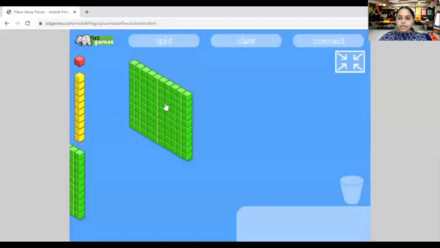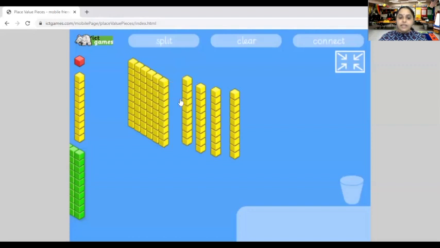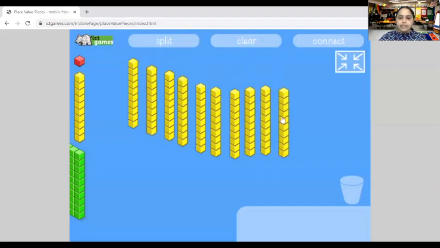See, I have taken a 100 block, and if I split it, I can get 10 tens blocks. Yes or no? So 10 tens makes 100. If I put 10 tens together, it becomes 100, isn't it? These concepts you should know. 10 hundreds will make 1000. 10 ones will make 10.